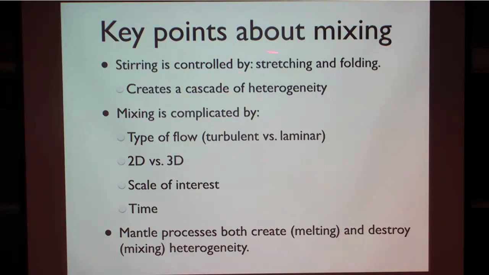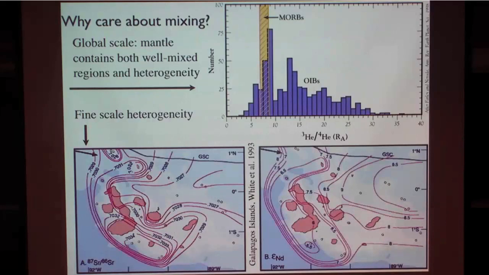And that stretching and folding creates a kind of cascade of scales of heterogeneity, which is going to be important to us. We're going to look at a few things, but one of the things we're not going to look at is turbulent mixing. It doesn't apply to the mantle. It would apply to the core and to some magmatic processes. But the type of flow makes a big difference to the style of mixing. And there's also a big difference between 2D and 3D. And then we'll talk a little bit about how the scale of interest is going to influence what we conclude about mixing. Okay, so let's start by why do we care about this problem?